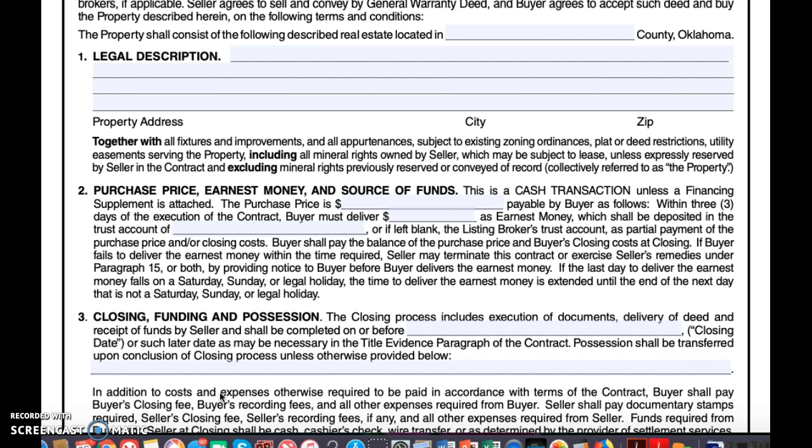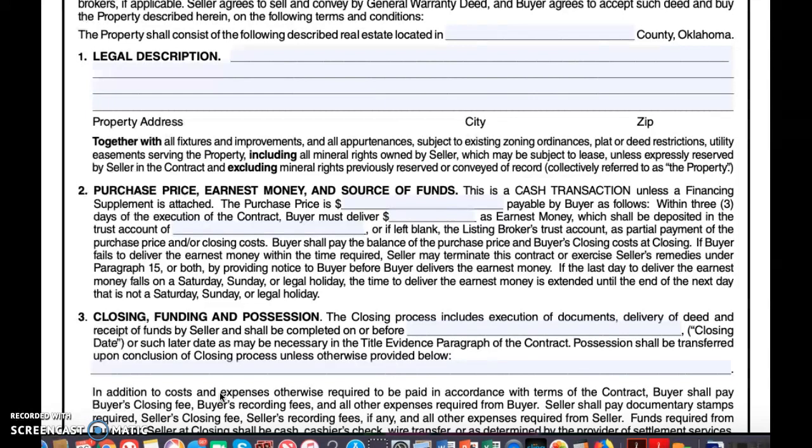Paragraph 2. Purchase price, earnest money, and source of funds. This is a cash transaction unless a financing supplement is attached. The purchase price is fill in the blank, payable by buyer as follows. Within 3 days of the execution of the contract, buyer must deliver blank dollars as earnest money, which shall be deposited into the trust account of blank, or if left blank, the listing broker's trust account as partial payment of the purchase price and or closing costs. Buyer shall pay the balance of the purchase price and buyer's closing costs at closing.